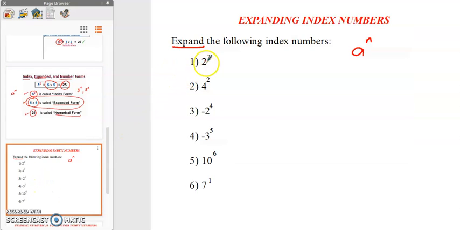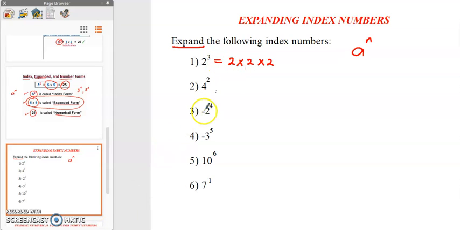So if I should move over here now, expand the following index numbers, right? This would be equal to, so we have a base of 2. So the 2 is what you're going to repeat in terms of multiplication. We have a base of 2 and we have a power, our index, of 3. So this means you multiply 2 by itself 3 times. So 1, 2, 3.